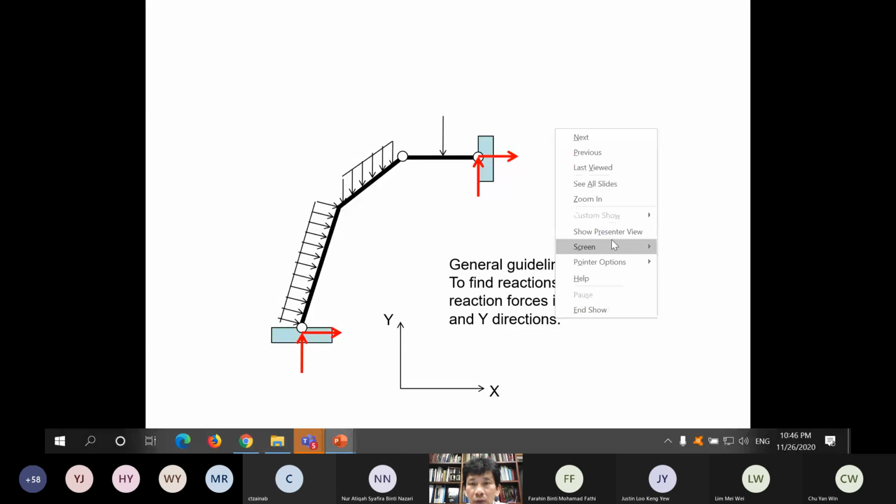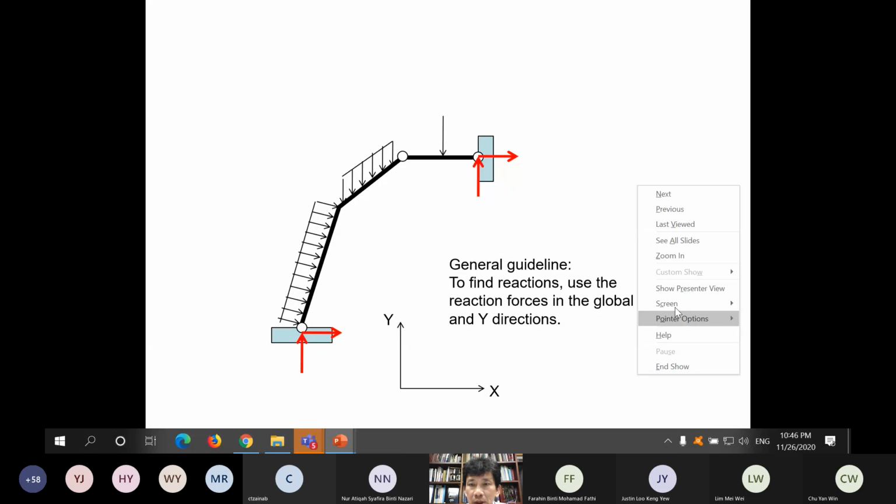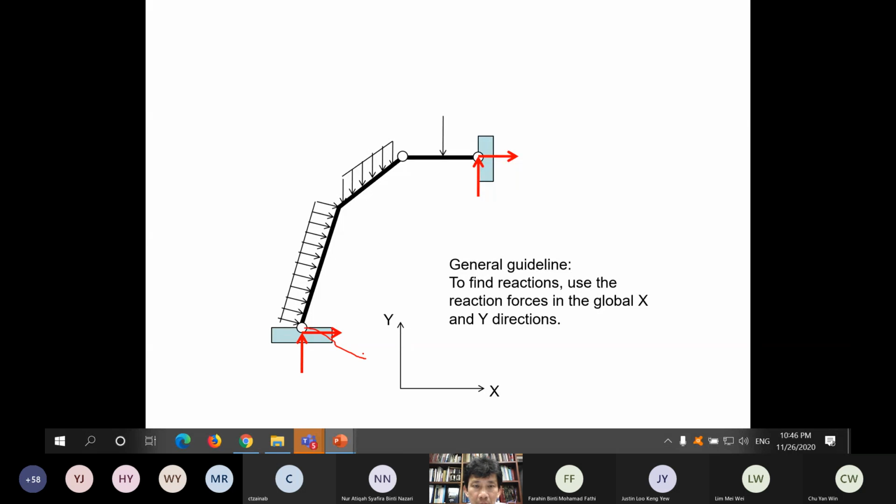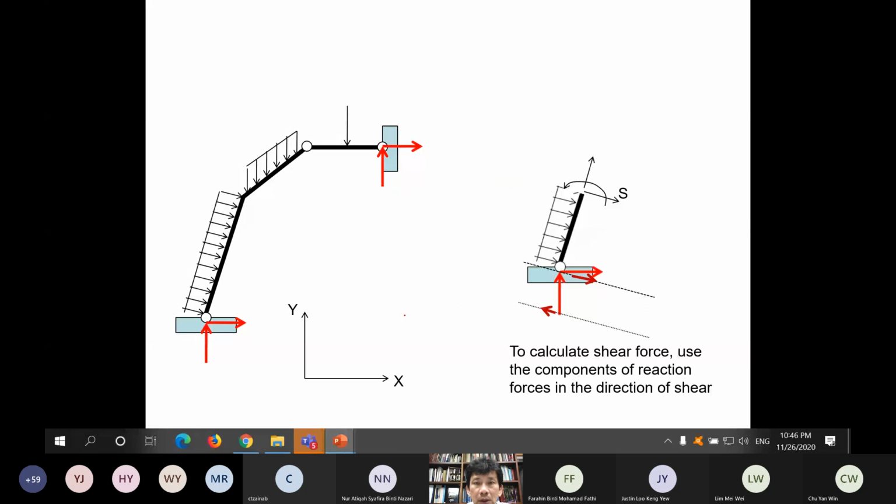Of course, you can also find reactions in this direction or in this direction, following the member. But my advice is, if you want to find reaction forces, then although you have an inclined member like this, find the reaction forces following this global X and Y. Find the reactions in global X and Y, okay, like this.